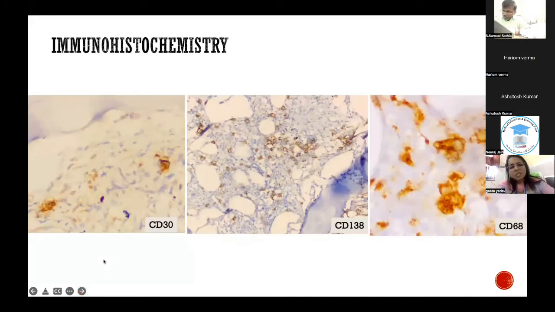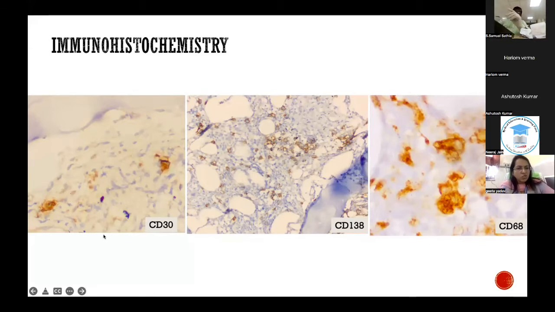And in some cases, if required, immunohistochemistry is advised. Like this is a case in which blast cells were seen. The patient was actually evaluated for pancytopenia. But on bone marrow biopsy, we saw these cells, and when we applied CD30, these were positive.